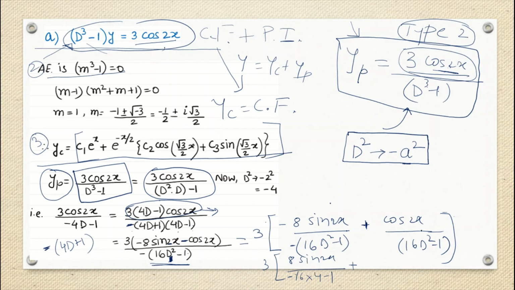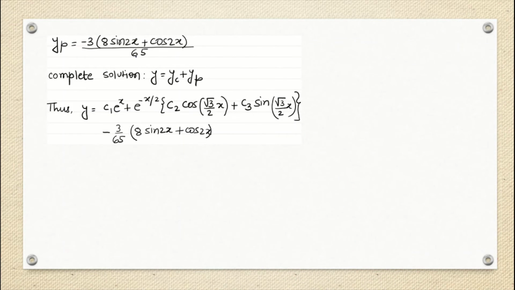Similarly, what is happening here? This is again type 2. Why is this type 2? Because the numerator is again some trigonometrical function. So you will write down the numerator as it is, and then 16 into d square will be replaced with minus a square. That means minus 2 square, that is minus 4, and then minus 1. Okay. So what I am going to do here? 3 is here, and then it will be minus 65. Okay. So minus 65. Fine. So what will be finally you will get? So finally you are going to get this much.